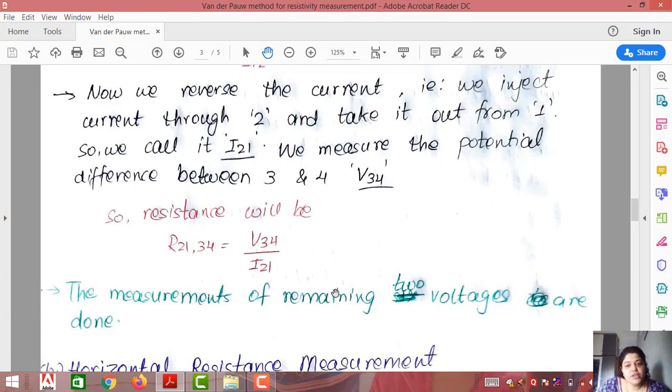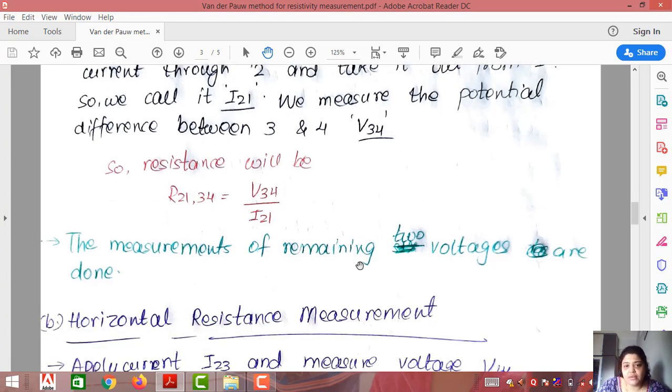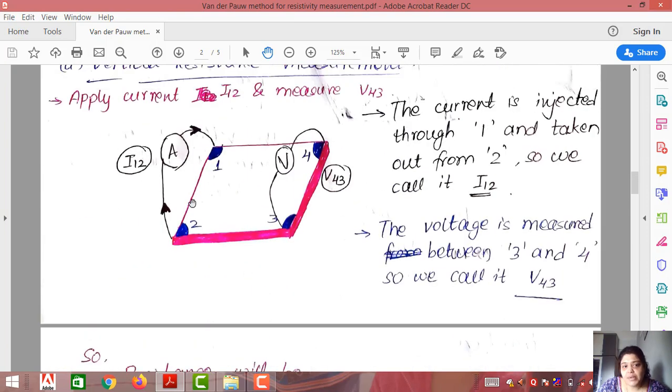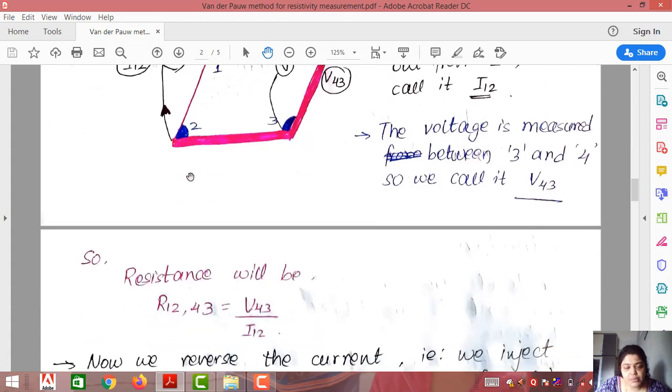The measurements of the remaining two voltages are also done. We will remove the current source from this arm and connect it here, so current and voltage will be swapped. In that case, once we consider current injected from 4 and taken out from 3. Fourth case, current injected from 3 and taken out from 4. Accordingly, the voltage will be measured.